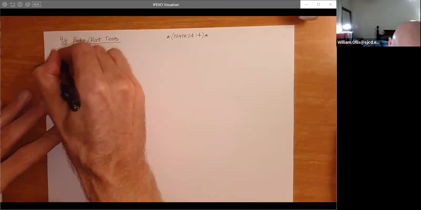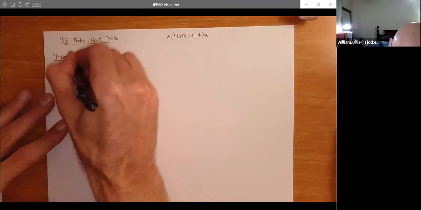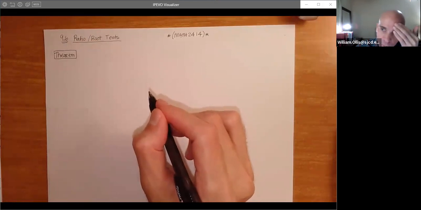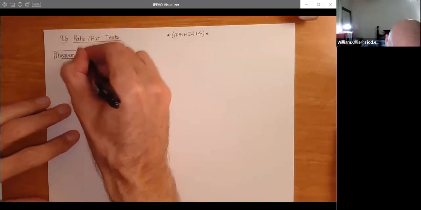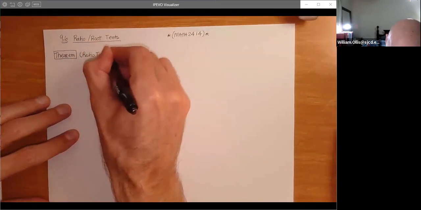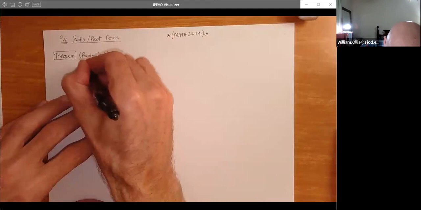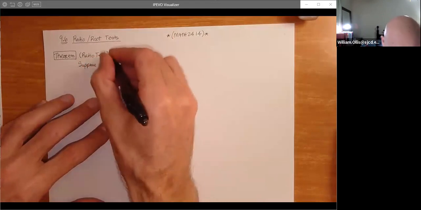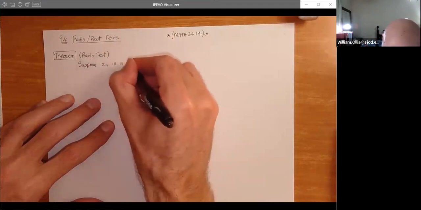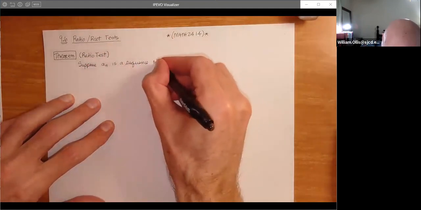So the first theorem is the ratio test. And this is a class favorite. It's always something that students enjoy, because it just seems to be very appealing. So we call this the ratio test, because there is indeed a ratio. So what we're going to do is suppose, just a simple, very simple hypothesis, suppose a sub n, the nth term, is a sequence of non-zero terms.